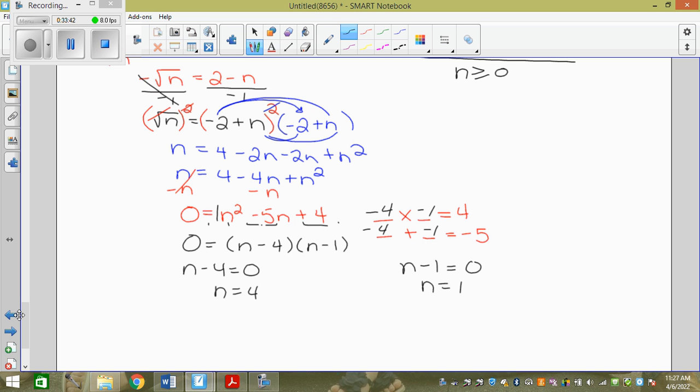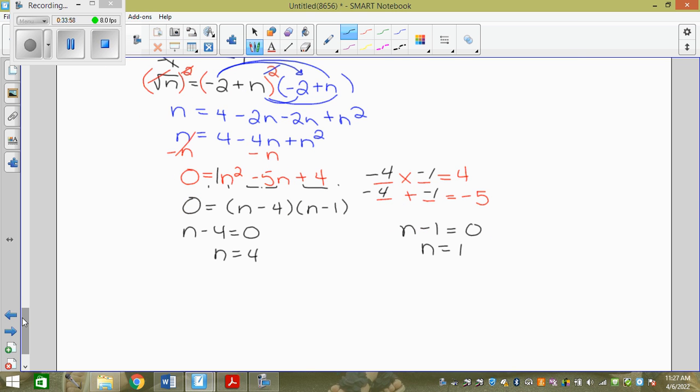Is that what we do? Box them and move on. Are we allowed to do that? No. What must we always do? Check. Just because they work and fit my restrictions, which they both do, n has to be greater than or equal to 0, which 1 and 4 are, I still have to check.